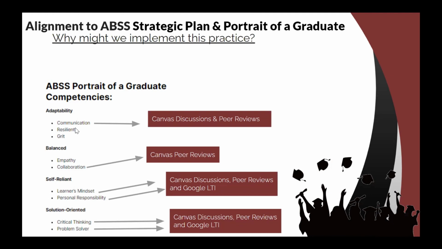With the communication competency, how could that align to the Canvas discussion and peer reviews? With collaboration, using Canvas peer reviews may address this competency. With learner mindset and personal responsibility, Canvas discussions, peer reviews, and Google LTI could be used to address this competency. And then with critical thinking and problem solver, Canvas discussions, peer reviews, and Google LTI can be addressed with using these features under the portrait of a graduate.